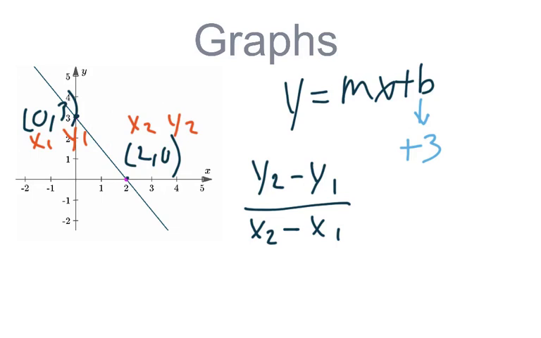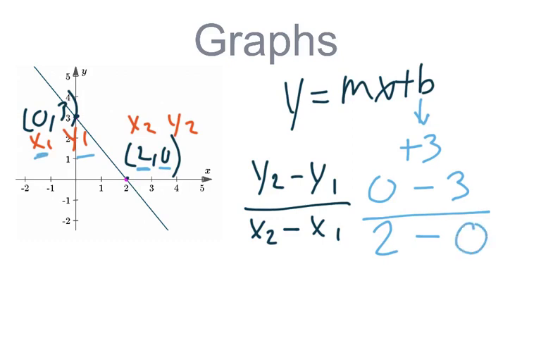So first we have our y2, which is 0, minus our y1, which is 3, divided by our x2, which is this one right here, 2, minus our x1, which is right here, which is 0, right? 0 minus 3 is negative 3. 2 minus 0 is 2. And we don't have to simplify, we can leave it just like that. So now I know that this is going to be my m.